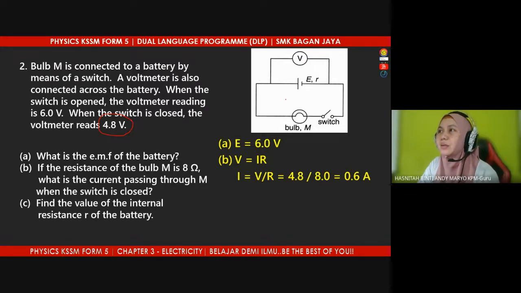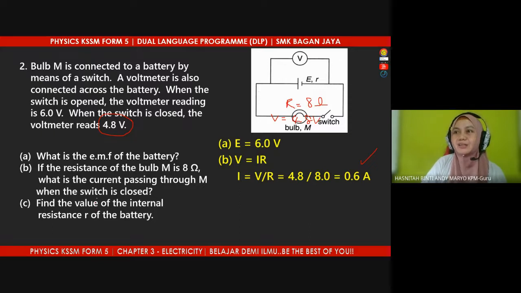Okay, so the information we have for bulb M, we have its R, 8 ohm. Okay, and V is given 4.8 volt. So we can apply this to find the current, 0.6 ampere. Okay, find the value of the internal resistance of the battery.